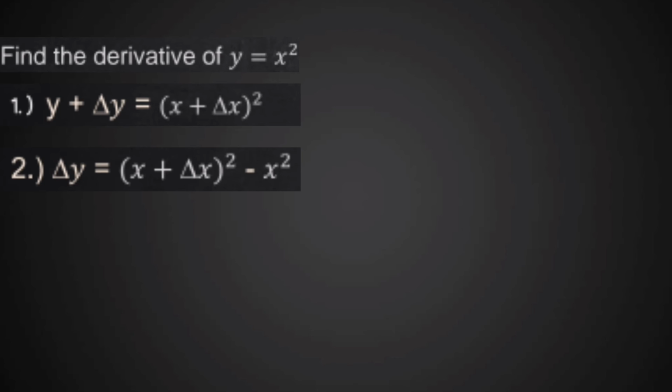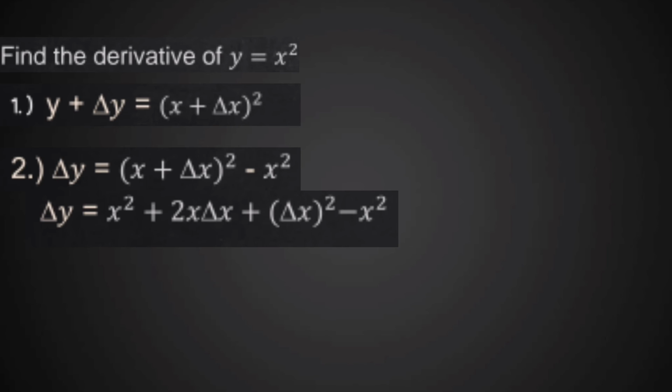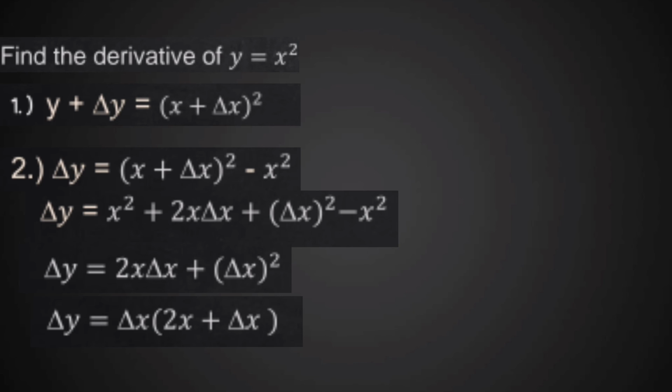And as you can see, x plus delta x squared can be expanded using the FOIL method. And the answer would be x squared plus 2x delta x plus delta x squared minus x squared. Look for like terms and combine them. As you can see, x squared and negative x squared are like terms, so they will cancel, leaving this term, and we can factor out delta x.